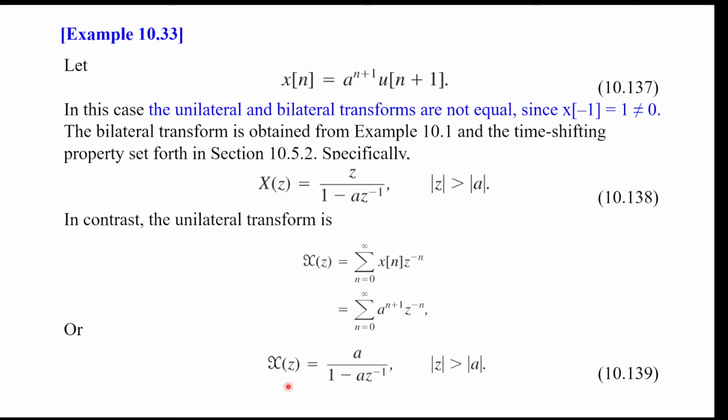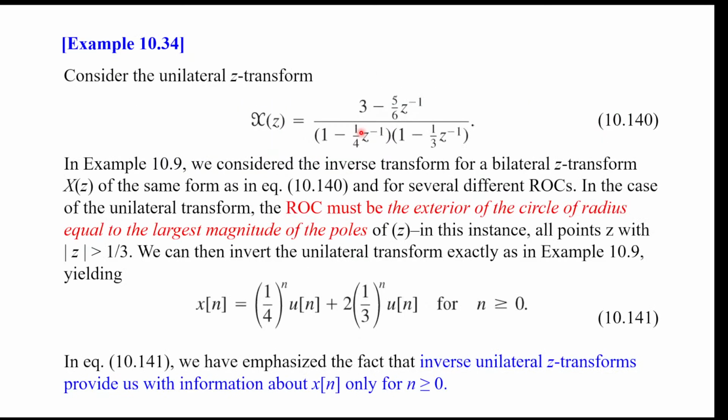Okay, so you see you have two different algebraic expressions here, and the unilateral Z transform is not equal to the bilateral Z transform for the signal that starts from n equal to minus 1. Okay.